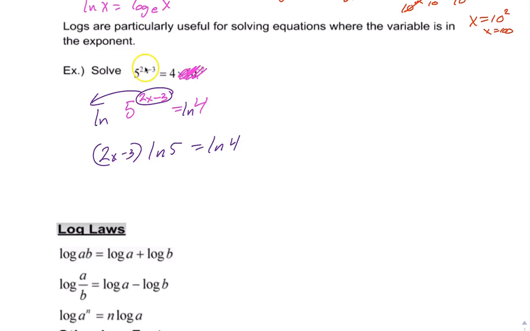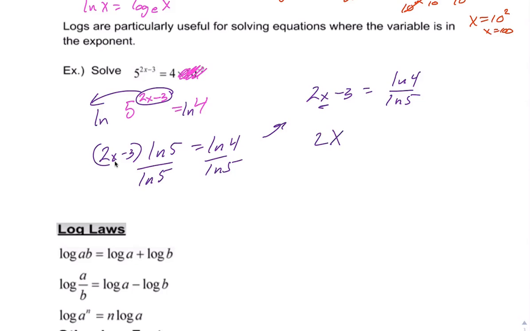Since the variable's on top and you can't get the bases to match (if you can get the bases to match, that's the best way of doing it), you take the natural log of both sides. That lets you move this to the front. It's in parentheses, don't forget. Then you divide by natural log of 5, and you get 2x minus 3 equals natural log of 4 over natural log of 5, and then solve for x. So add 3, divide by 2. Now when you add 3, do not combine it with anything. It sits on the side here, plus 3, and when you divide by 2, same thing. You just get this ugly mess, and that is all right.